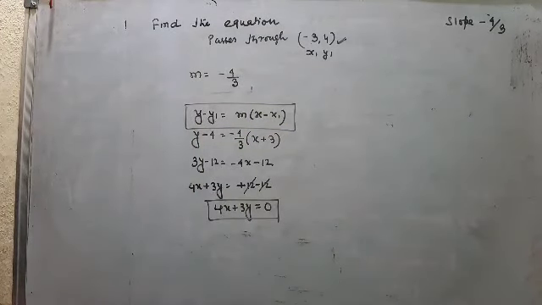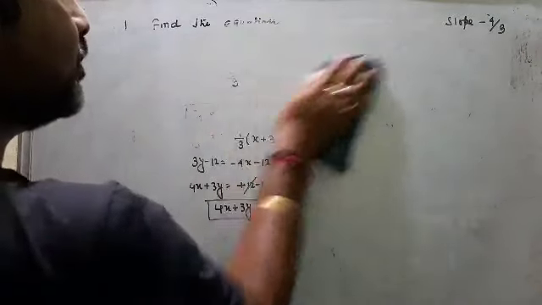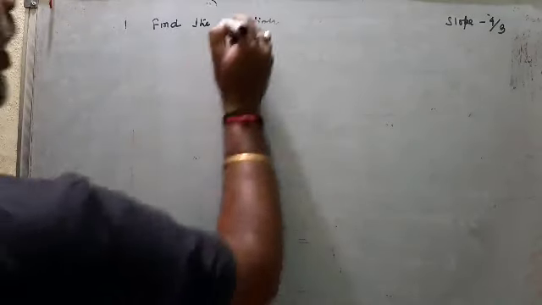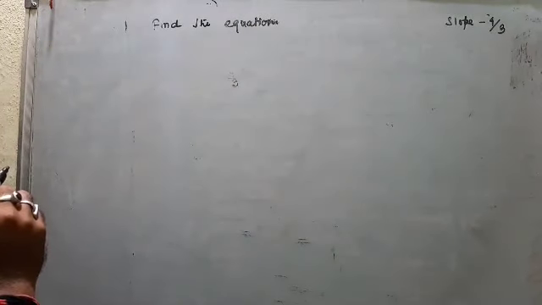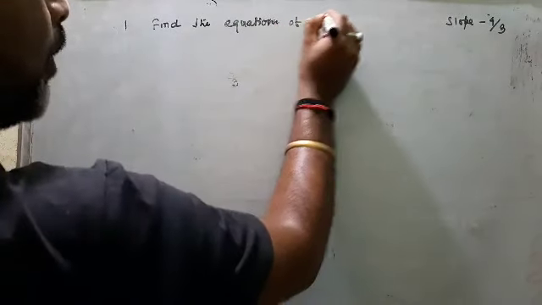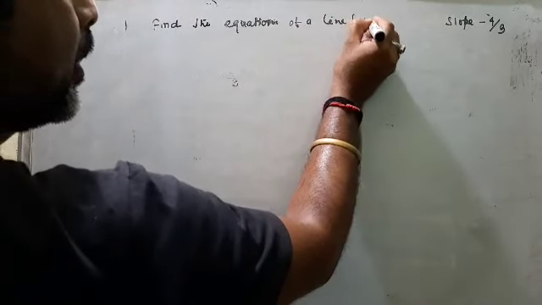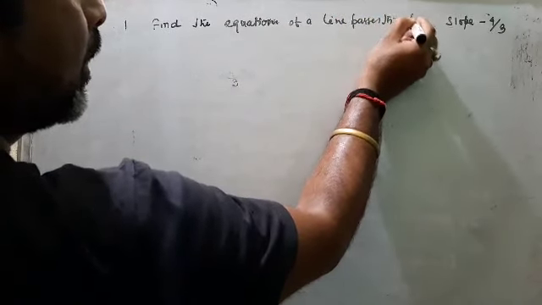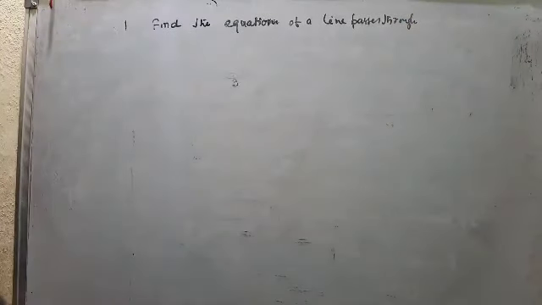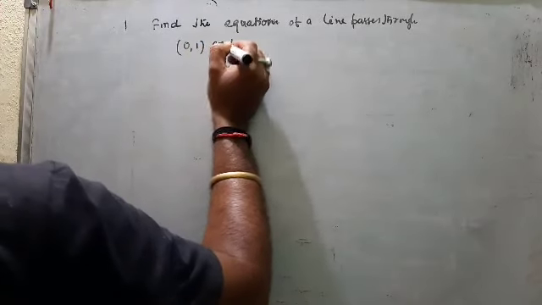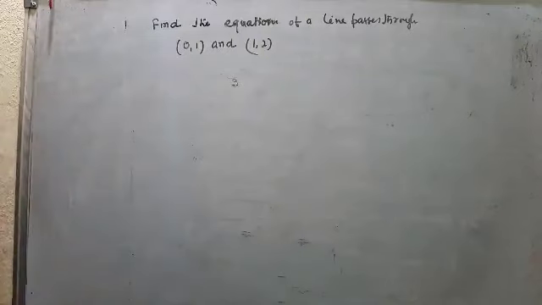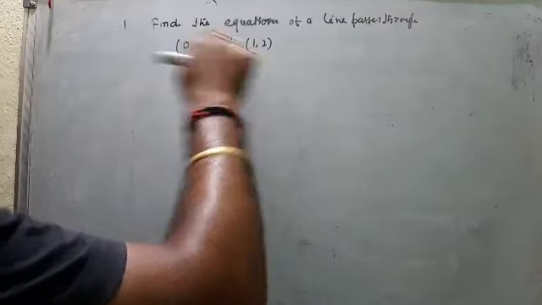Okay, one more example you can take. Find the equation of a line that passes through 0, 1 and 1, 2. So here the question is: find the equation of a line passing through 0, 1 and 1, 2.